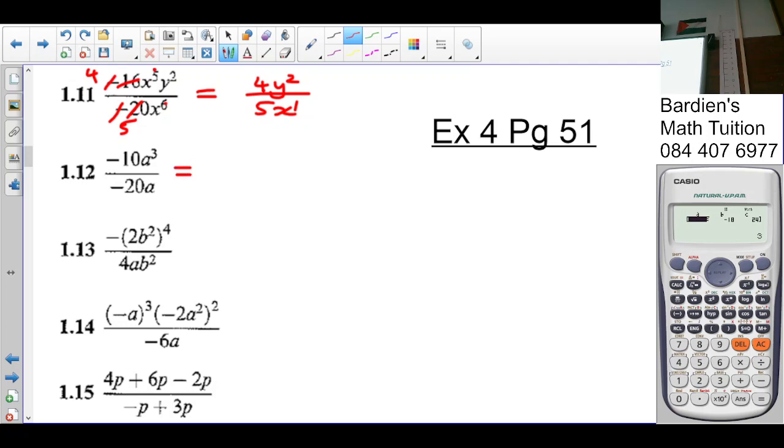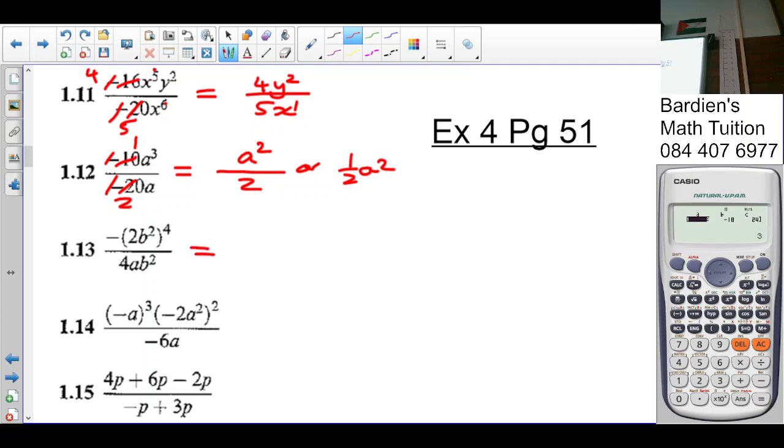The next one? 1a to the exponent 2 over 2 is absolutely correct. Negative divided by negative is positive. 10 goes into 10 once, and 10 goes into 20 twice. So it's 1 over 2. Where's the more a's? Top. So it's going to be a squared over 2, or 1a squared over 2, or a half a squared over 2. It's all acceptable. Okay? Any confusion there? The next one?